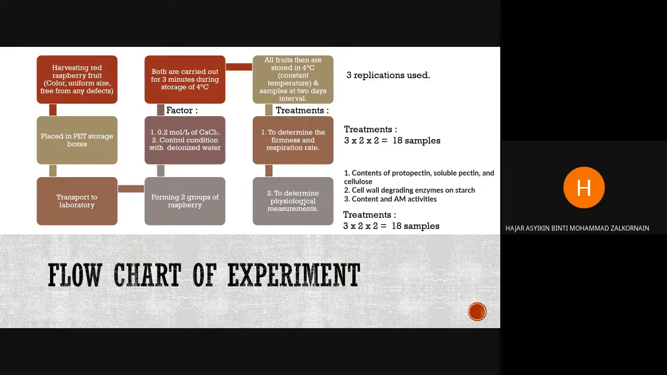So the physiological measurements, actually we got three. The first one is the content of protopectin, soluble pectin, and cellulose. The second one is the cell wall degrading enzyme on starch. And the third one, the content and AM activities.